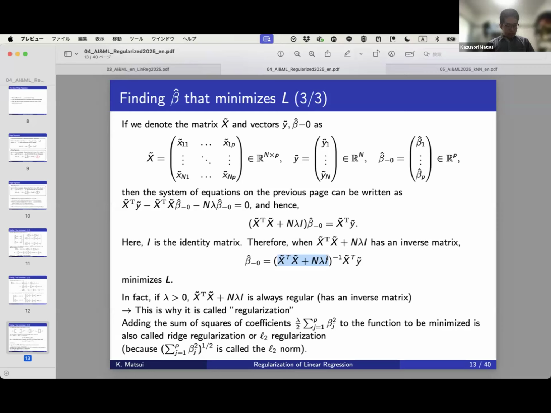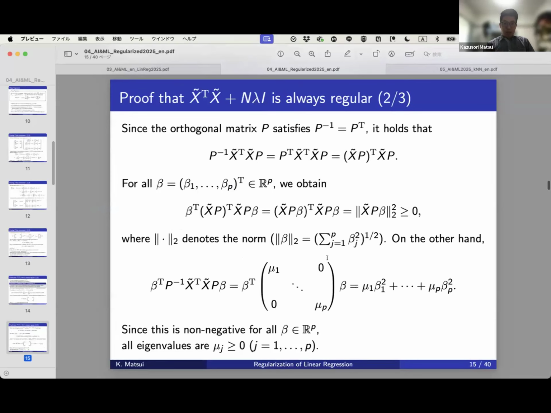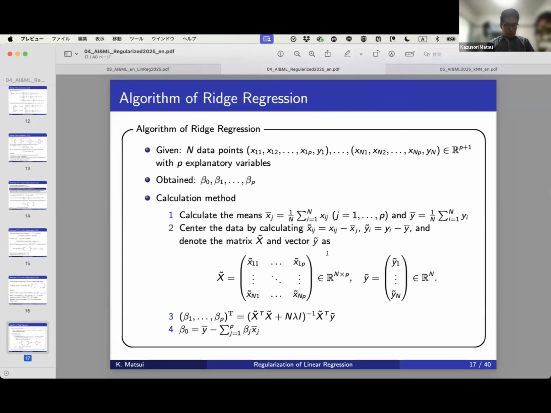The ridge regression algorithm itself is simple. Calculate the averages, and subtract these averages from each data point to create the centered matrix X tilde and vector Y tilde. And use these to calculate the parameters like this.